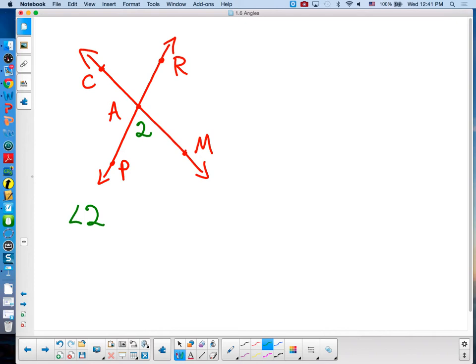So you've got way too many there. I only want the angle that's named. So angle PAM or angle MAP. If you're naming angle PAC, you're naming the angle over here, which is not angle 2. So some of you had extra ones, you can't name that many.